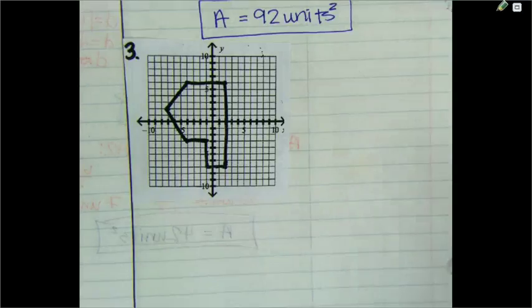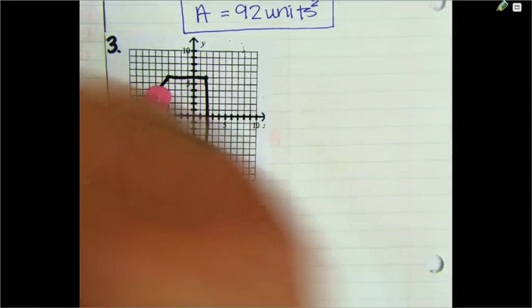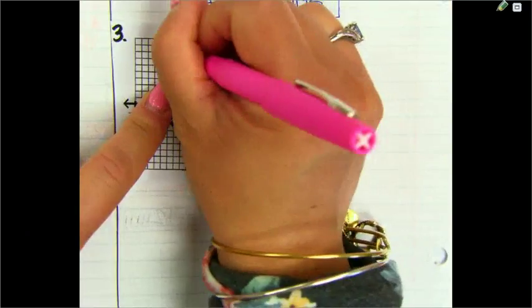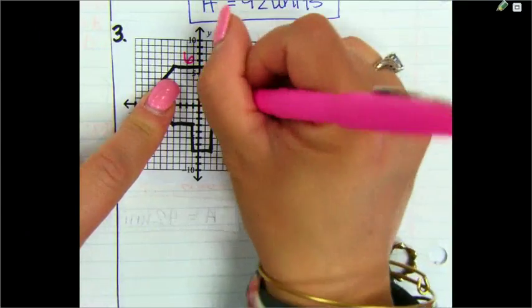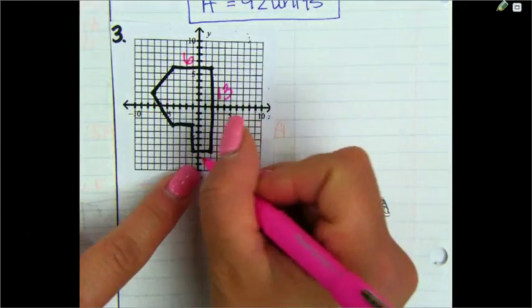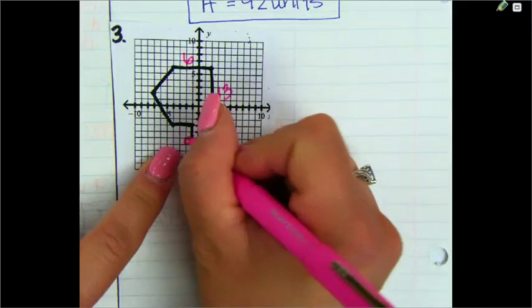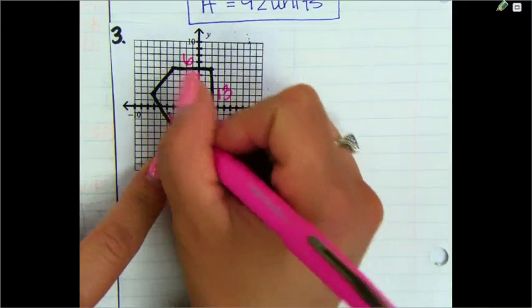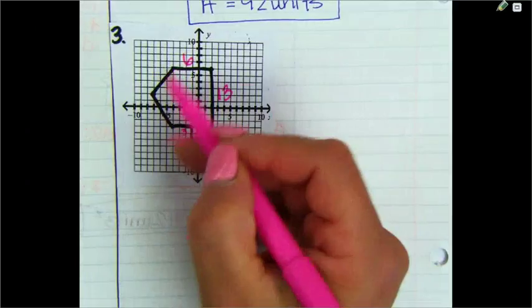All right, let's see. First of all, what's the length here? 6, okay? What's the length here? 13, that's a big one. What's the length here? And here? And here? Oh, we have to find that. And here? Got to find that.